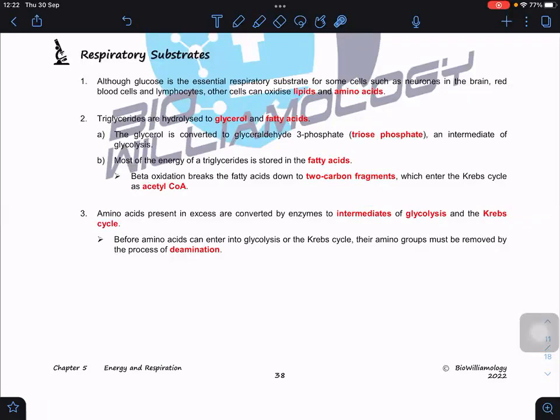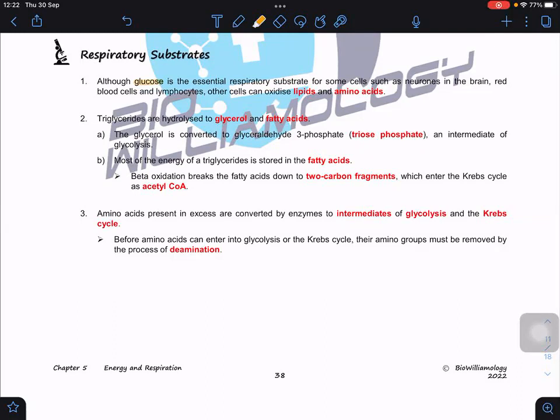Okay, so look at this respiratory substrate. Most of the time we say that we use glucose. It's an essential respiratory substrate for the cells. Basically it means that we use glucose most of the time. That's why we need to have carbohydrate. Now, the thing here is, can we use other kinds of substances to become the respiratory substrate?